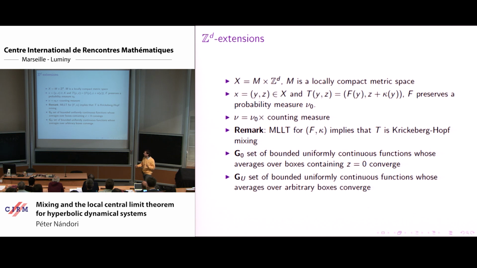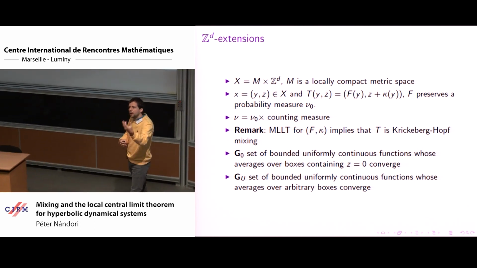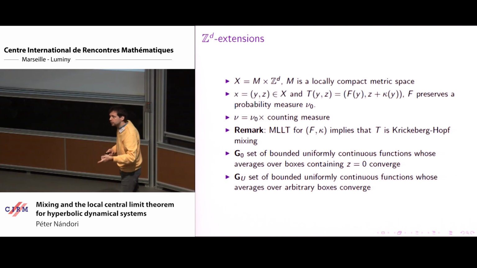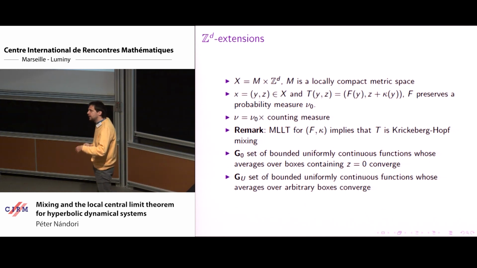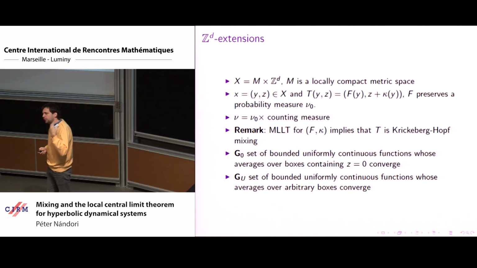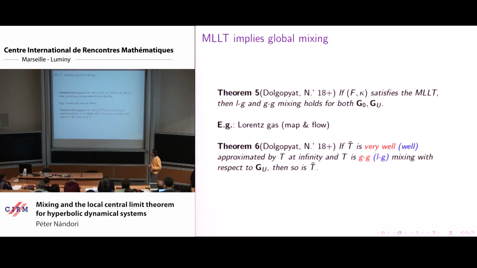GU is a uniform thing, so for given epsilon, you can always find an L such that if your box is bigger than L, then over this box, the average is closer to the limit than epsilon, no matter where this box is. Okay, so the location is uniform. You can put it anywhere you want. So obviously GU is a more strict requirement, so consequently the class GU is smaller than G0. Okay, so far so good. We have Z^d extensions. We have specific choices for global observables G0 and GU. So maybe let's look at some results.